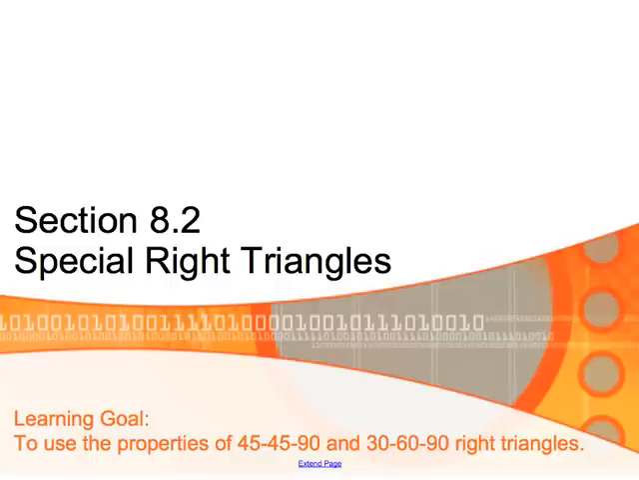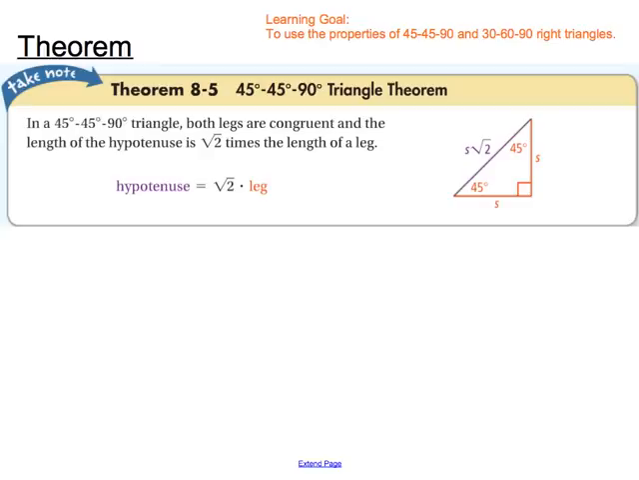Hello students, this video lecture will cover section 8.2, special right triangles. Our goal for this lesson is to be able to use the properties of 45-45-90 and 30-60-90 right triangles. First we're going to discuss the properties of a 45-45-90 right triangle.